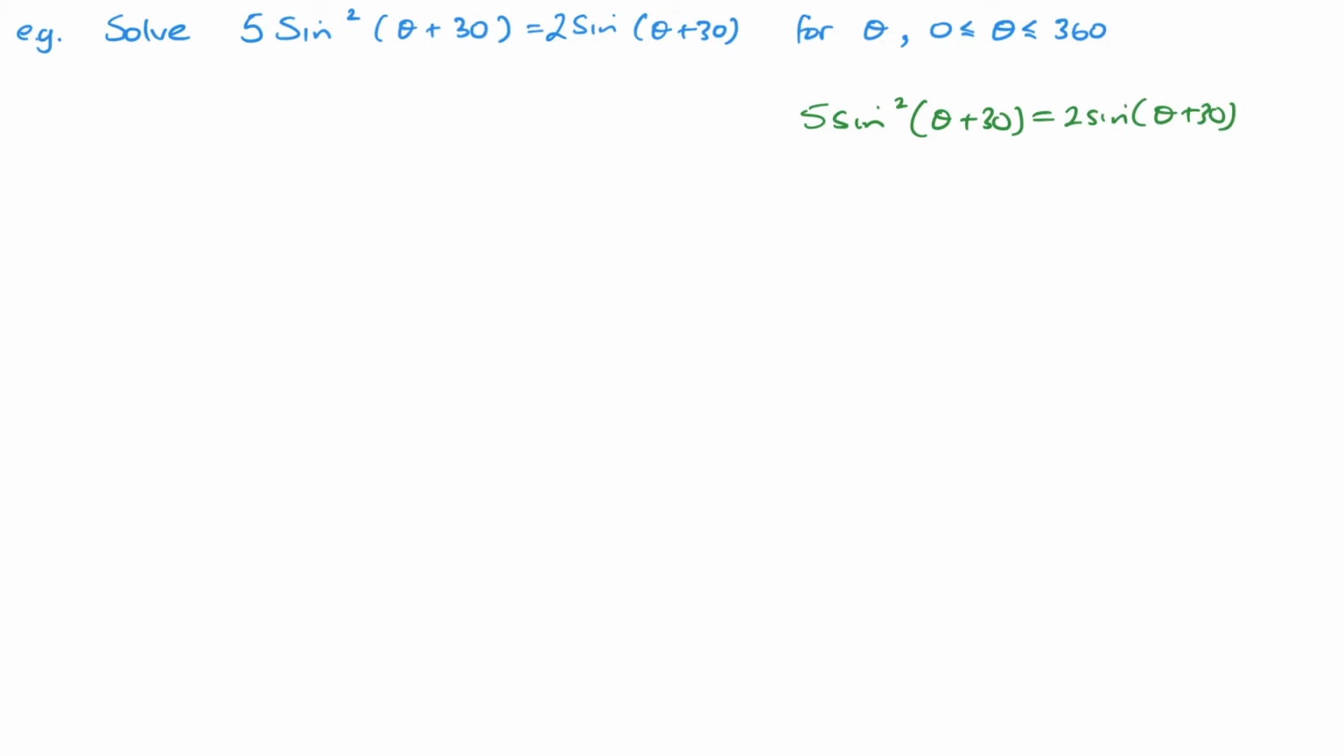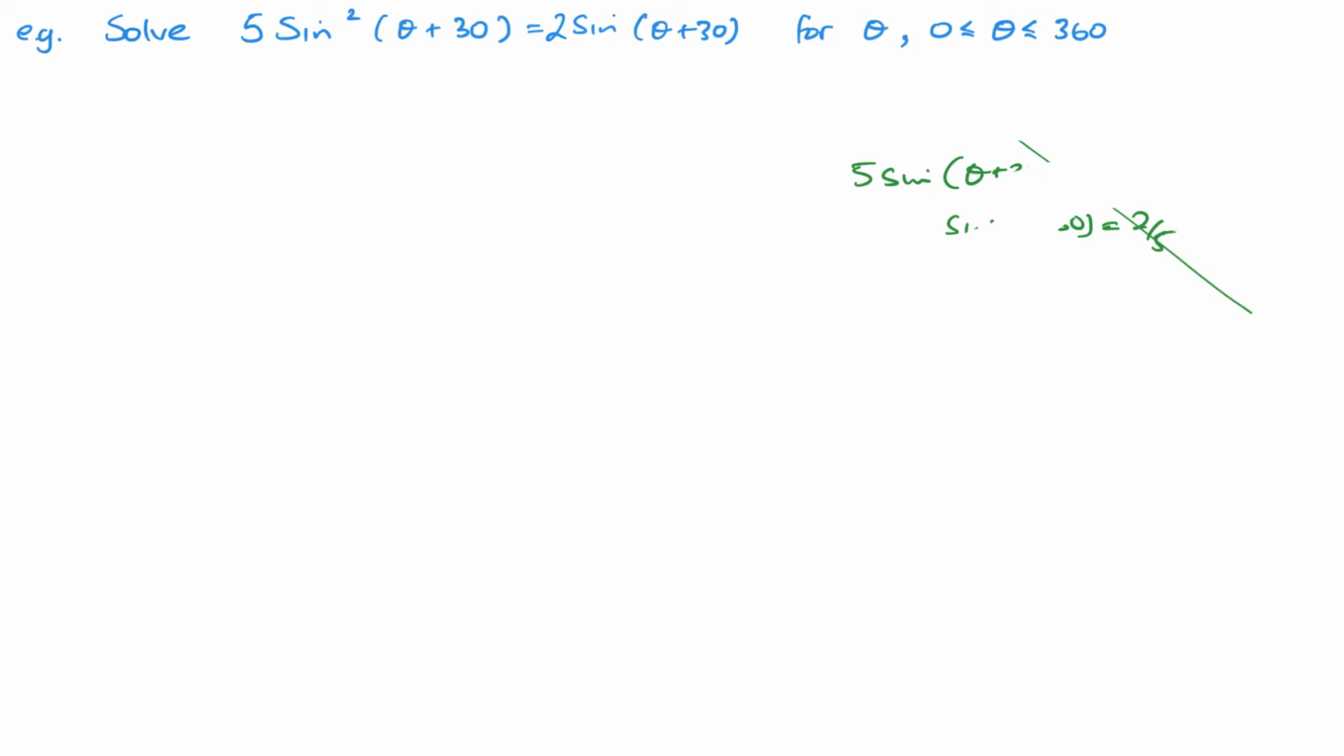But for this, if I do that, what I'm actually going to do is lose a set of answers. So imagine I divide by sine of theta plus 30 there. I'd have 5 sine theta plus 30 equals 2, so sine theta plus 30 equals 2/5, and I go away and solve it. But that is incorrect. What that's going to do is only give you one set of solutions. You're going to be missing a second set of solutions that are really important.